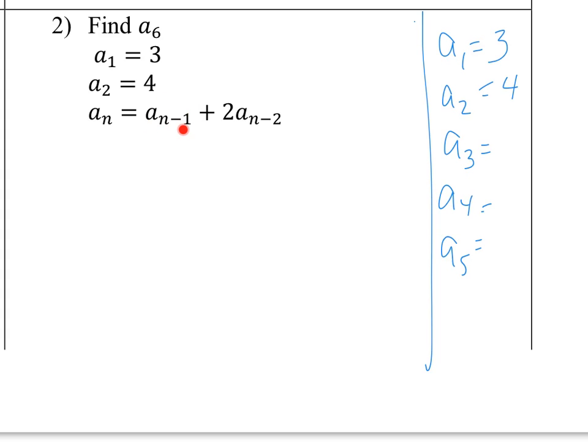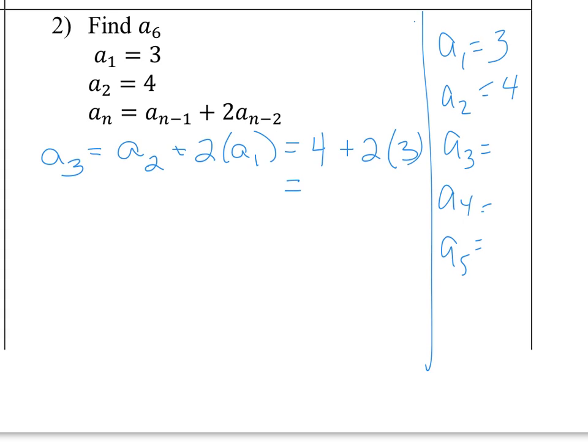So this is 1 back, and this is 2 back. So a sub 3, so we already have these 2, is a sub 1 back, so it's a sub 2, plus 2 times 2 back, a sub 1. Okay, you don't have to write that out, but maybe that helps. So a sub 2 is 4 plus 2 times a sub 1, which is 3. So that particular one is 6, 10.